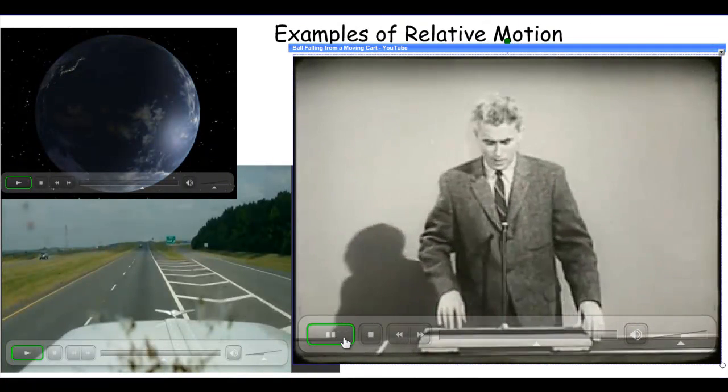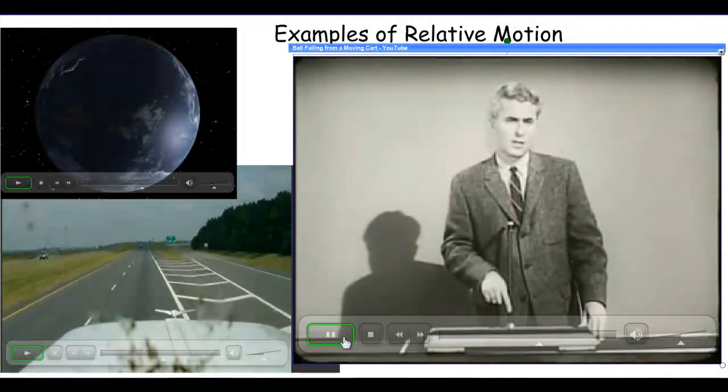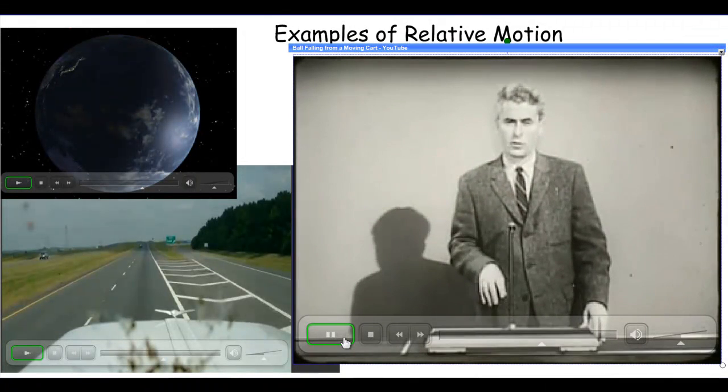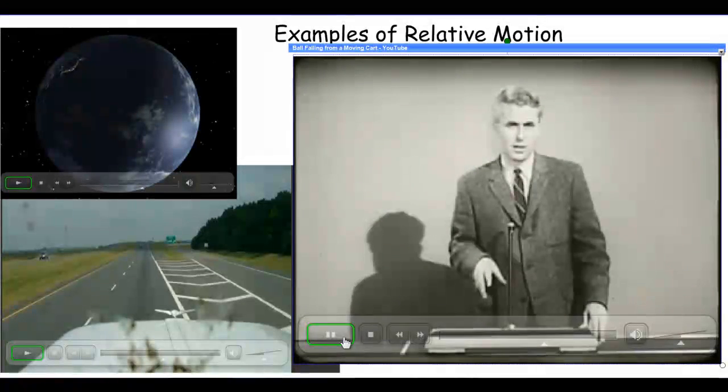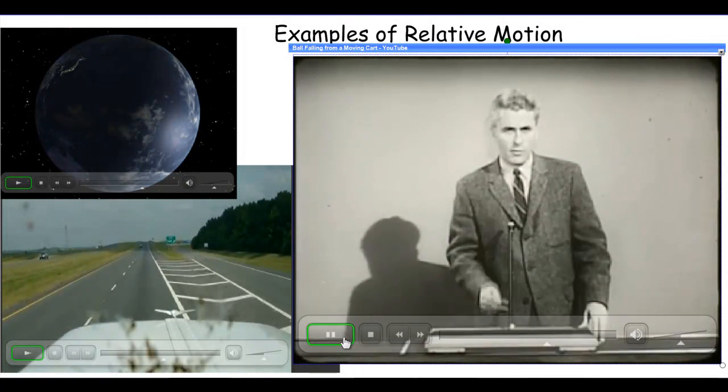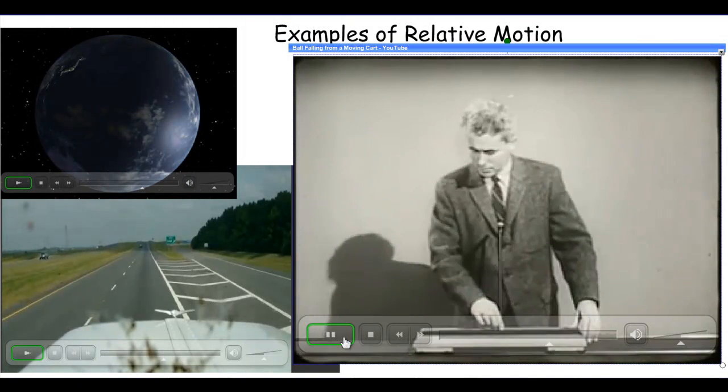I think you can see that the ball landed in exactly the same position that it did before when Dr. Hume did the experiment with the cart fixed. But this time, the ball could not have fallen straight down. Let me show you why.